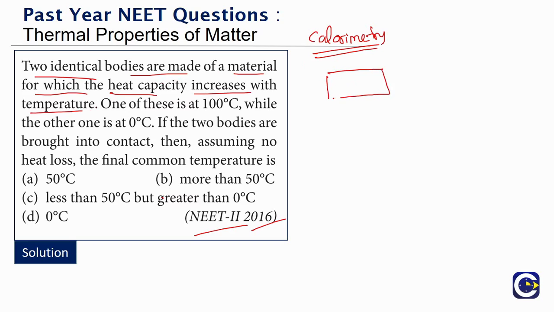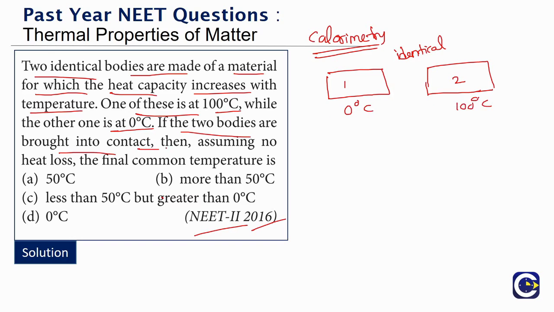Let's say we have body 1 and body 2. They are made up of the same material and identical, means geometrically they will be identical. Not to bother too much about the drawing here. The understanding is they both are identical. Since they are made up of same material, they will have the same mass. One of these is at 100 degrees Celsius, other is at 0. Let us say this is at 0, this is at 100. If the two bodies are brought into contact, assuming no heat loss, the final temperature will be how much?